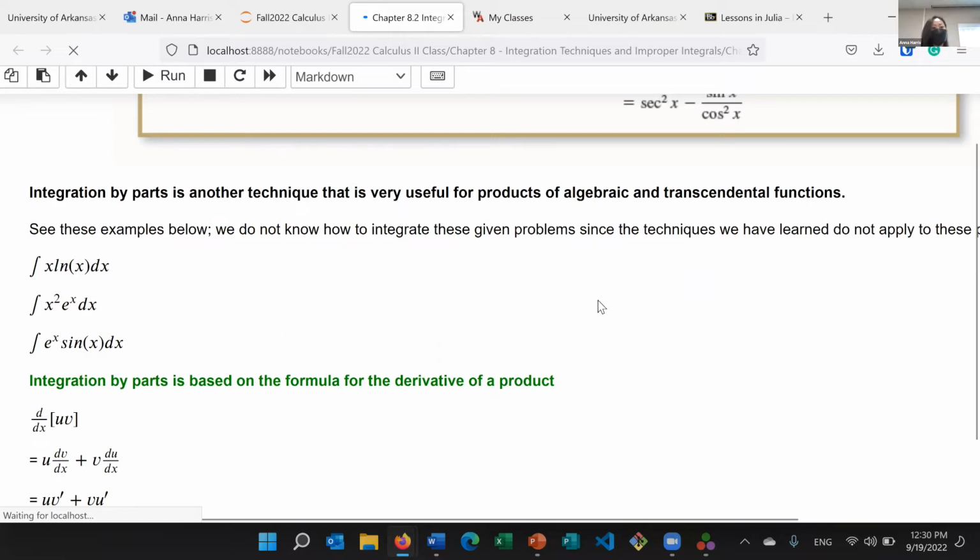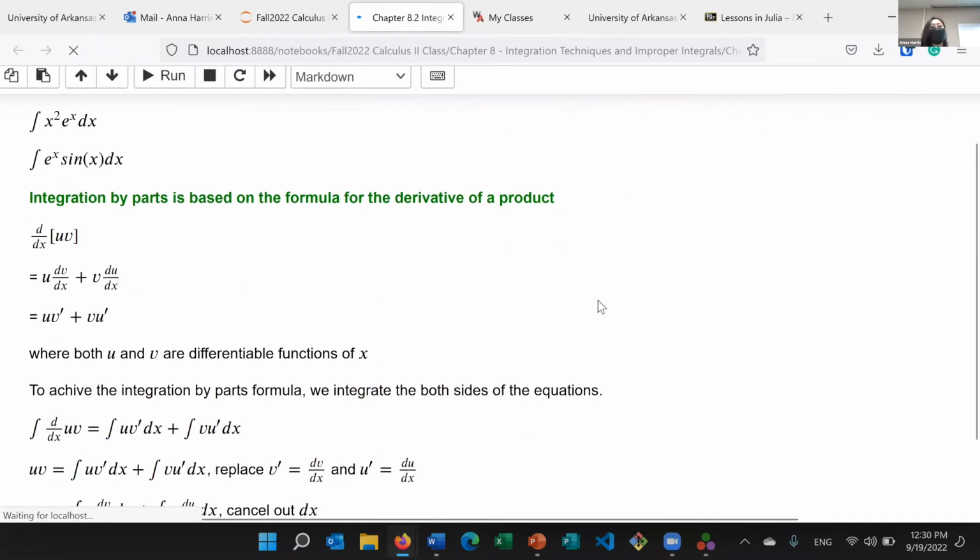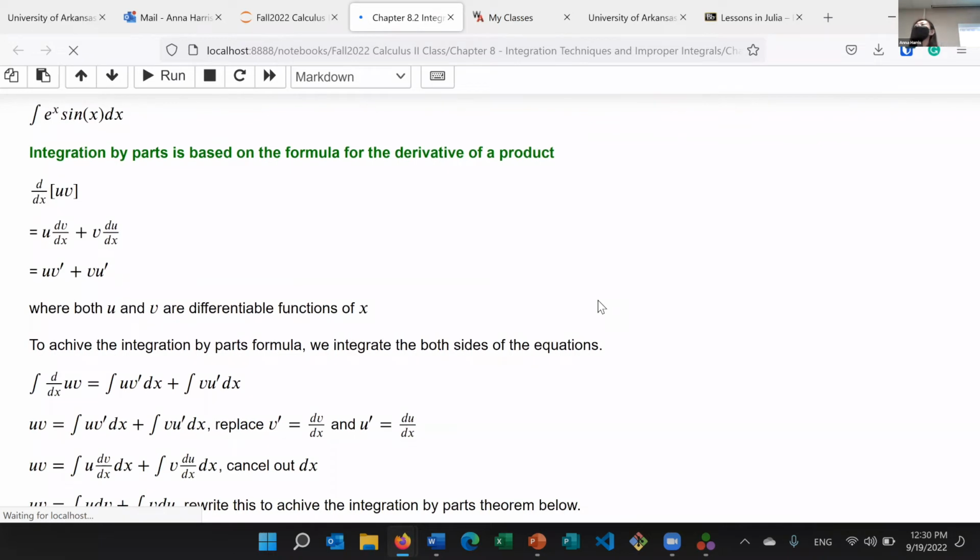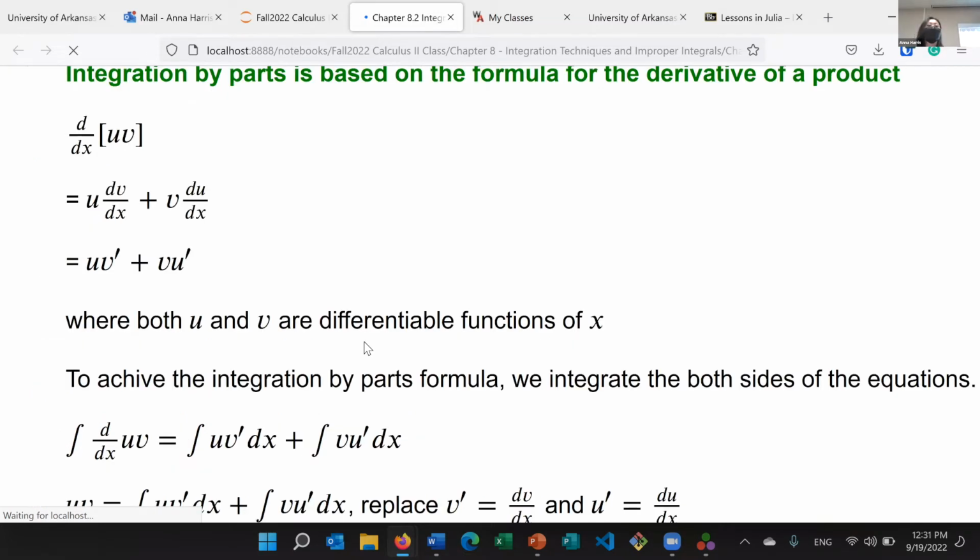So integration by parts is actually based on the product rule. If I give you the derivative of two functions, u and v, what does the product rule say? First times derivative of the second, plus second times derivative of the first. This is just a simple product rule.